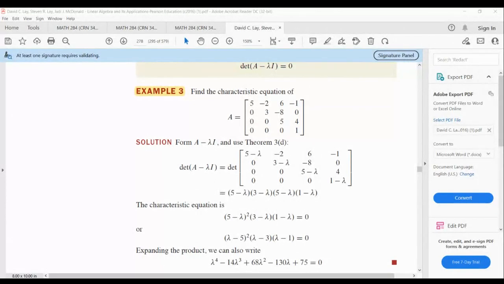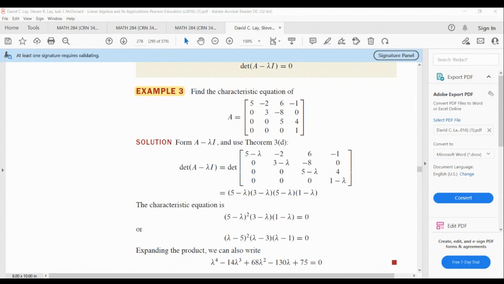Okay, so look here. Now here, what's the size of matrix A in example 3? How many rows, how many columns? It's a square matrix with how many rows, how many columns? That's right, 4 rows, 4 columns.